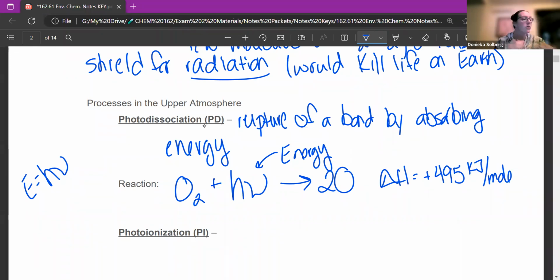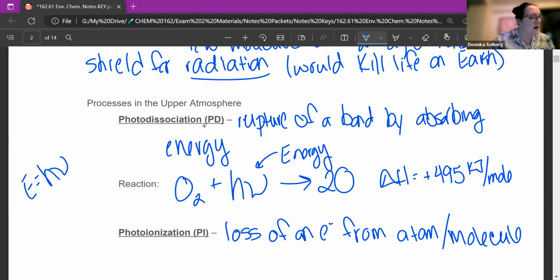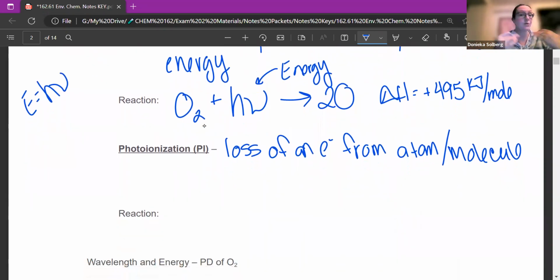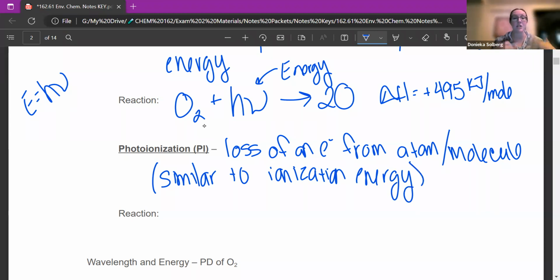Now, photoionization, on the other hand, is not breaking a bond, but removing an electron, turning it into an ion. So photoionization is the loss of an electron from an atom or molecule. It's very similar to ionization energy. We're just using the sun's light in order to actually ionize these things.